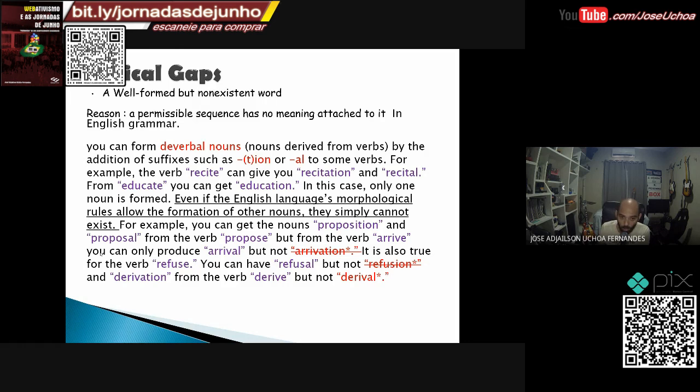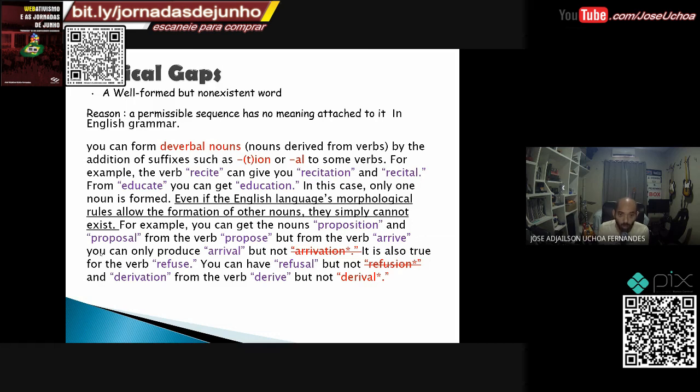Instead, we say what? We have educate. We can derive education. From recite, we can derive recitation or recital. But can I derive educator? No. So in this case, educator is a lexical gap. It's a permissive rule in the language, but the word does not exist. Even if the English language's morphological rules allow the formation of other nouns, they simply cannot exist.